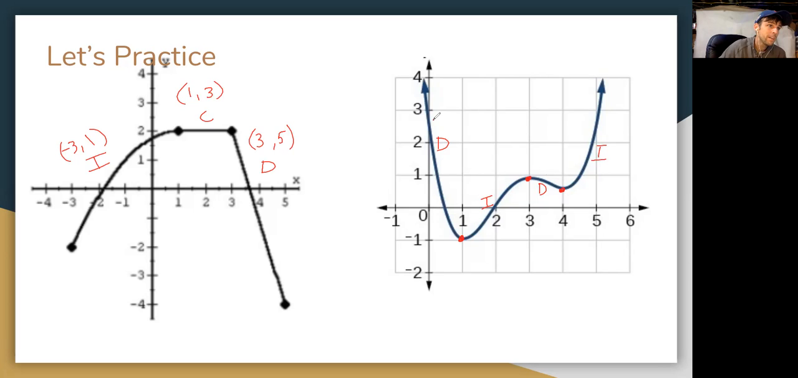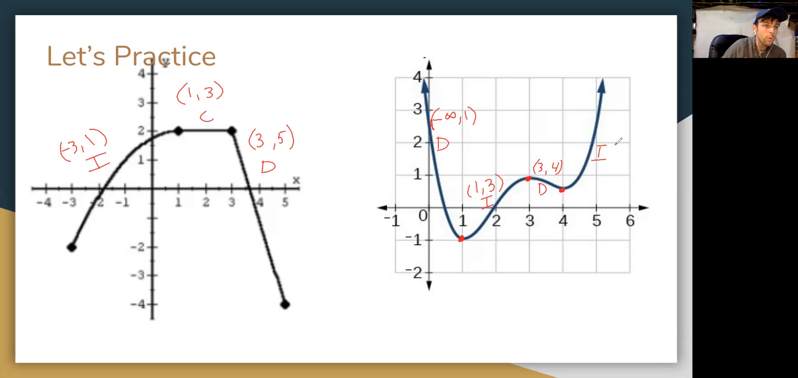For this first one, the left side is negative infinity, right? It's going up and to the left, it's negative infinity. We just have to assume it keeps going that way forever until 1. 1 is where it stops decreasing and it starts increasing. So from 1 to 3 is where it stops increasing again. And then from 3 to 4, it's decreasing. Right? From 3 to 4.